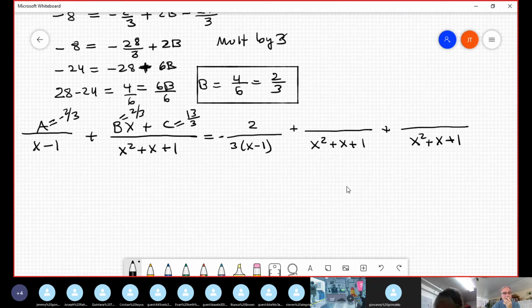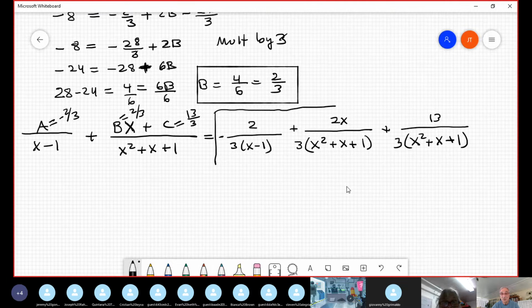In the first one, you put 2/3. In the second is 13/3. Wait. Sorry, I forgot x here. Look, this x I forgot. Important because it's b. b is 2/3. And this is a very, very elegant expression to start calculus.